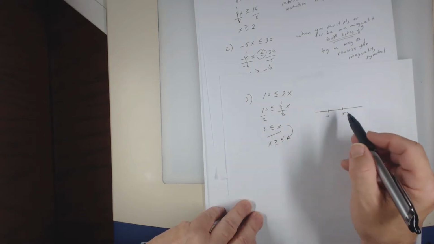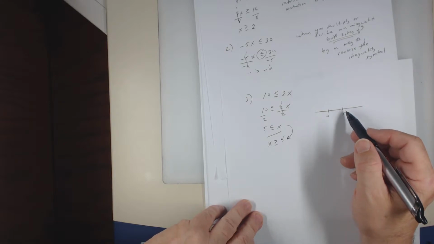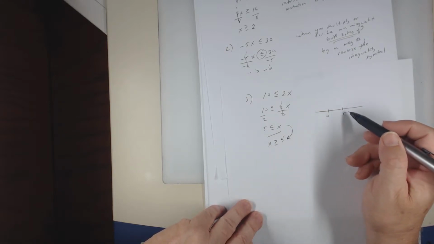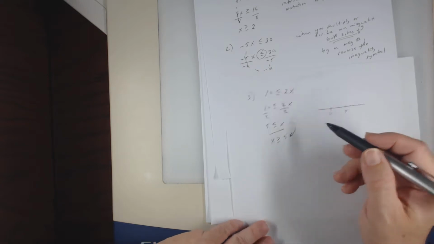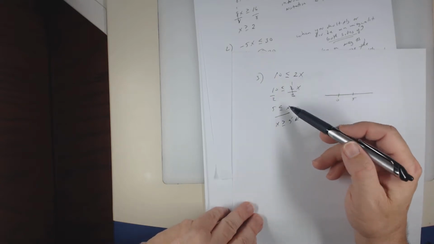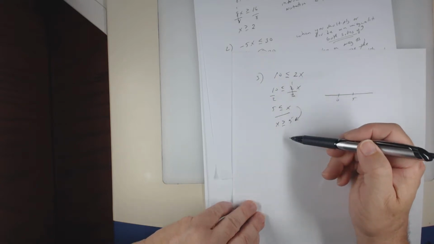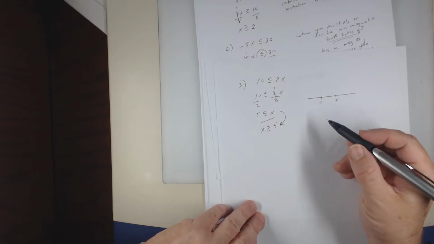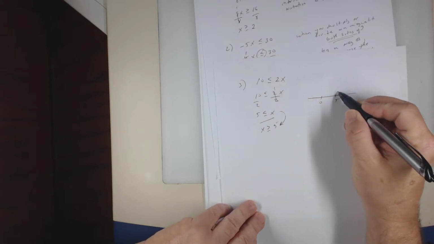If there were no equal sign, what would you put here? Bracket or parentheses? I'm saying if there was no equal sign, and it was just less than, it would be parentheses. It would not include 5. Okay, so a bracket this time, pointing to the right.